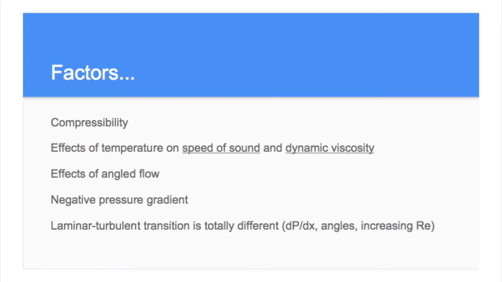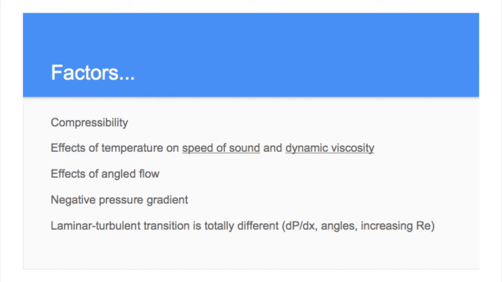Some of the factors that went into this were compressibility, effects of temperature on speed of sound and dynamic viscosity. Viscosity we just held constant, but speed of sound had to be iterated on because of the change in temperature and vice versa. The effect of angled flow: again, in the previous problems we could see that due to both angle and acceleration the boundary layer was suppressed later on, but the exact relationship we don't know.